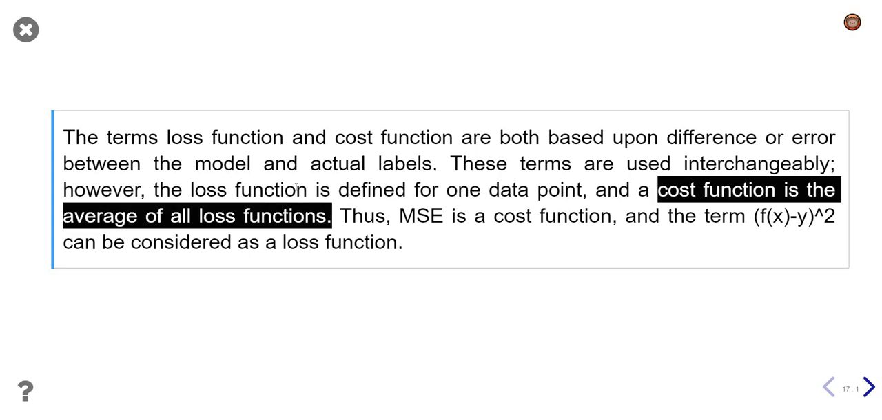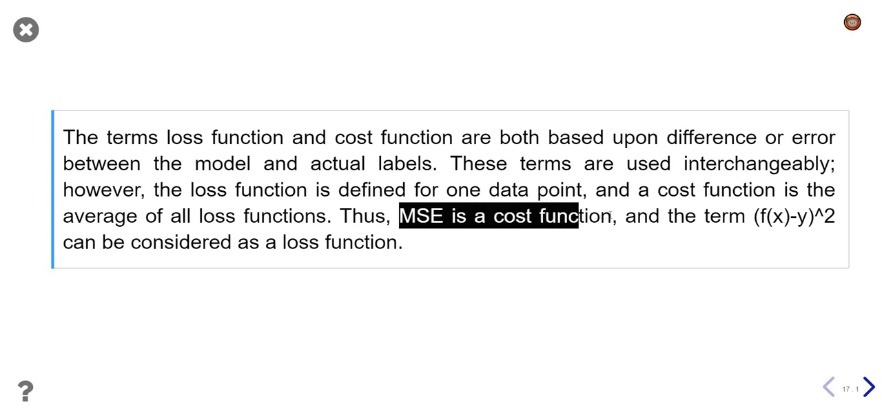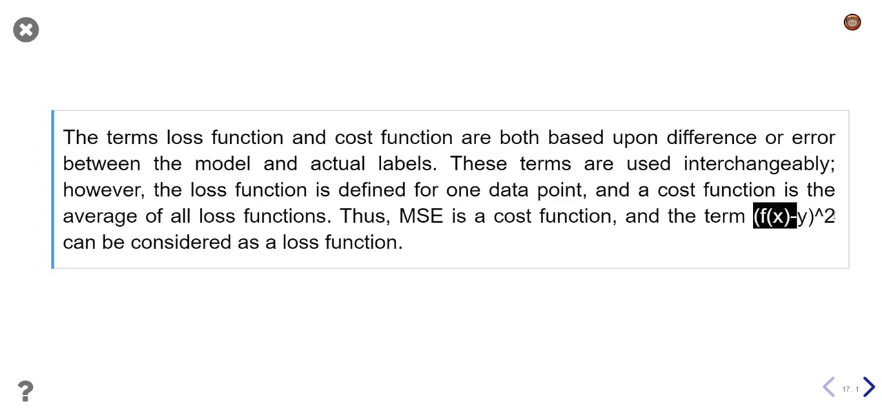So in this way, the mean squared error is which one, do you think? Is it a loss function or is it a cost function? It's a cost function because we are taking the mean average of all the squared errors, right? So therefore, the mean squared error is a cost function, and you have this term, the predicted value minus the actual value to the power of 2. This particular term by itself, just that term, this one, is a loss function.